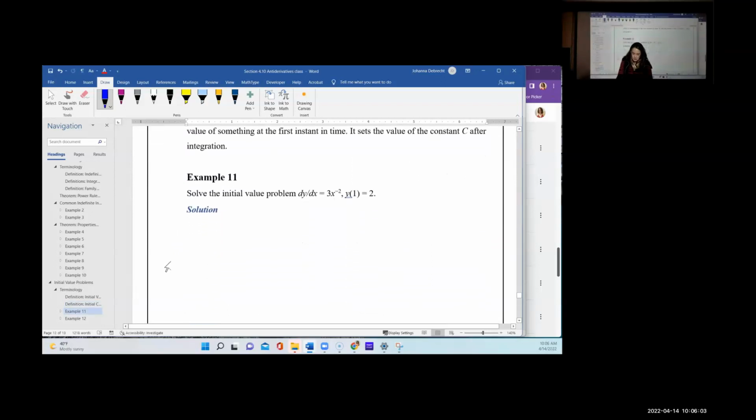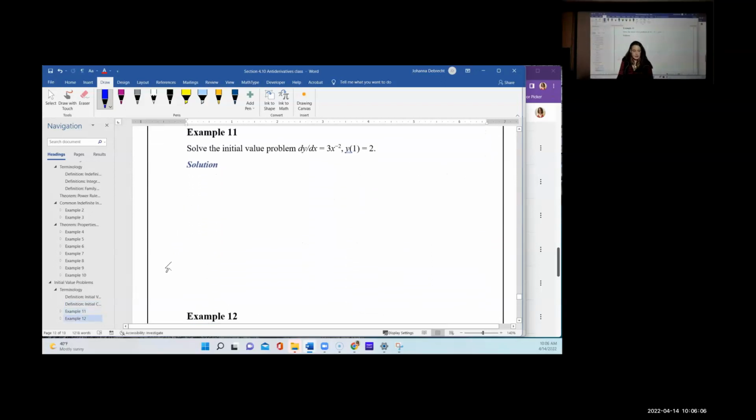Okay, so we're going to take a look now at example 11, and we're going to solve what is basically an initial value problem. So when we're looking at this one, we know that the derivative of y with respect to x is 3x to the negative 2, and we know a point on the actual function. Our job is to find y as a function of x.